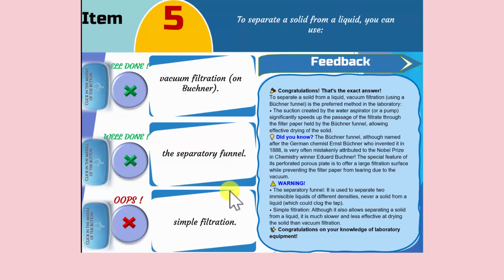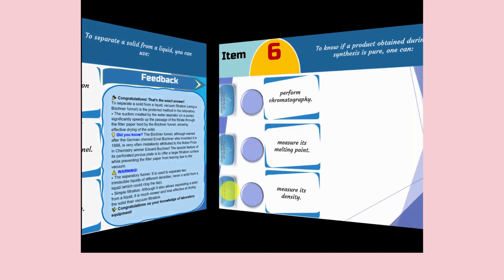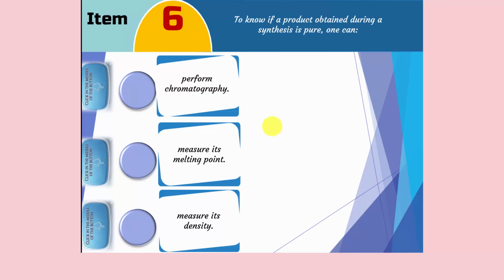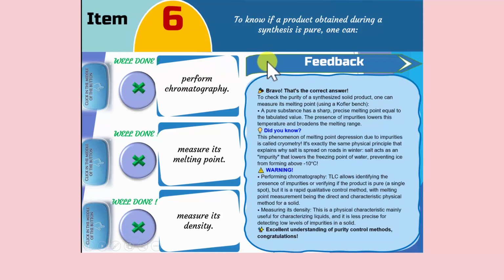To check whether a synthesized solid is pure, the most direct method is to measure its melting point using a Kofler bench. A pure substance melts sharply at its characteristic tabulated temperature. Impurities lower the melting temperature and broaden the melting range. Thin layer chromatography can also reveal impurities, but it is mainly a rapid qualitative check, while density measurements are more useful for liquids. This melting point depression is related to cryometry, the same principle behind spreading salt on roads to lower water's freezing point. Excellent work.